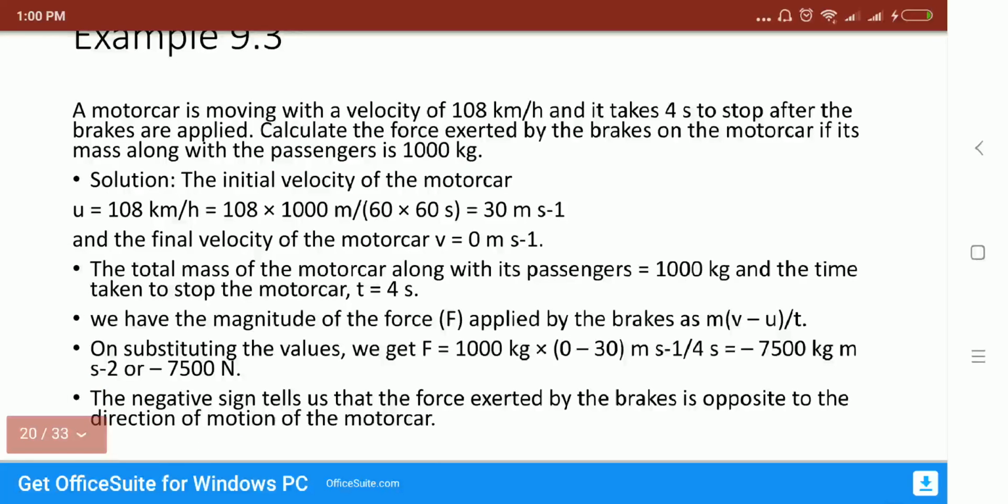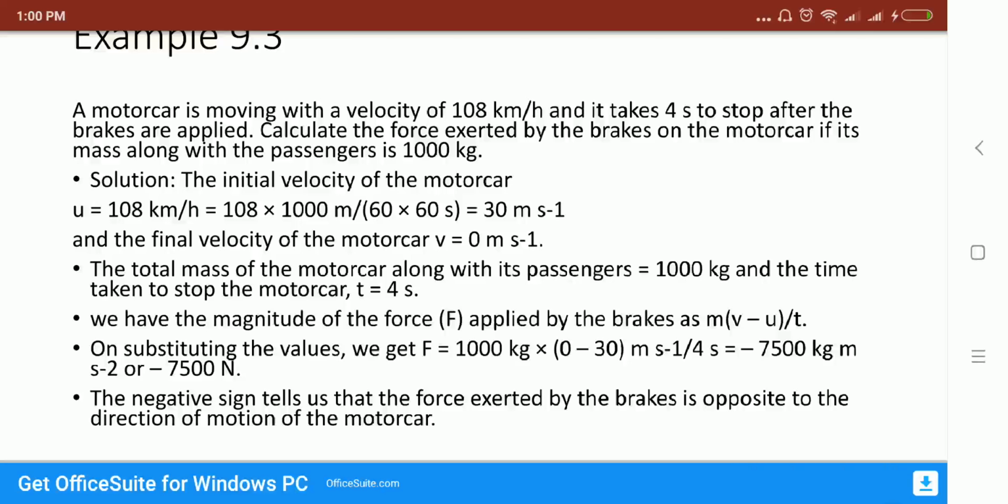So force equation we have m(v minus u) by t. m is 1000 kg, v is 0, u is 108 km per hour. Convert into meter per second. So we want to convert kilometer to meter, multiply with 1000, and convert hour to second. So 1 hour occupies 60 minutes and 1 minute occupies 60 seconds. So 3600. So divide by 3600. So result is 30 meter per second.